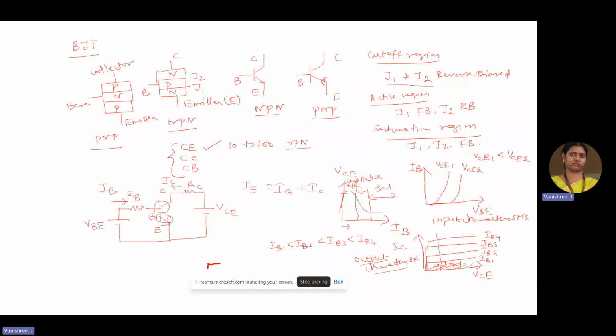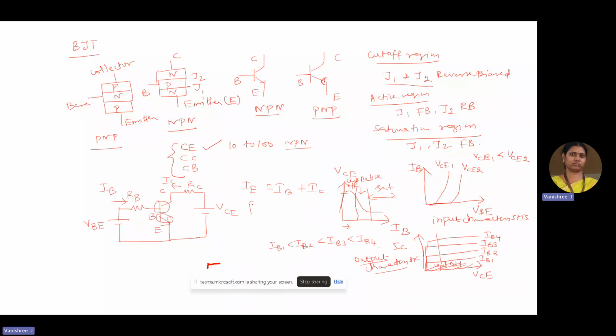So coming to the application of the bipolar junction transistor, it can be very well used as an amplifier. Why? Because the common emitter configuration, particularly the NPN configuration, has a very good current gain ranging from 10 to 100.